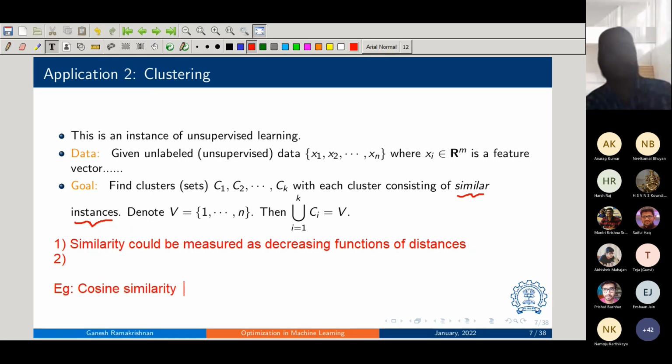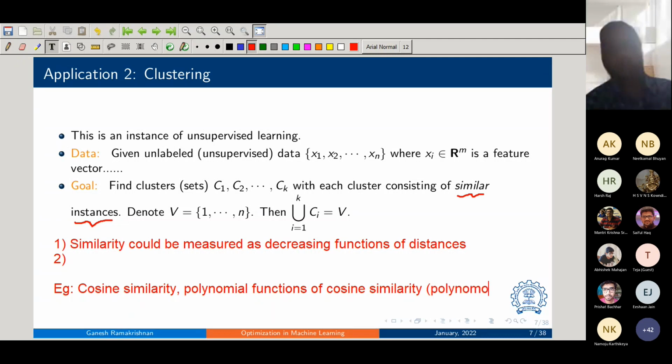You could look at cosine similarity. You could look at polynomial functions of cosine similarity. Those correspond to what we call polynomial kernels, etc. That's more of ML. But what else do you expect? Do you expect something from the similarity or something from the distance?